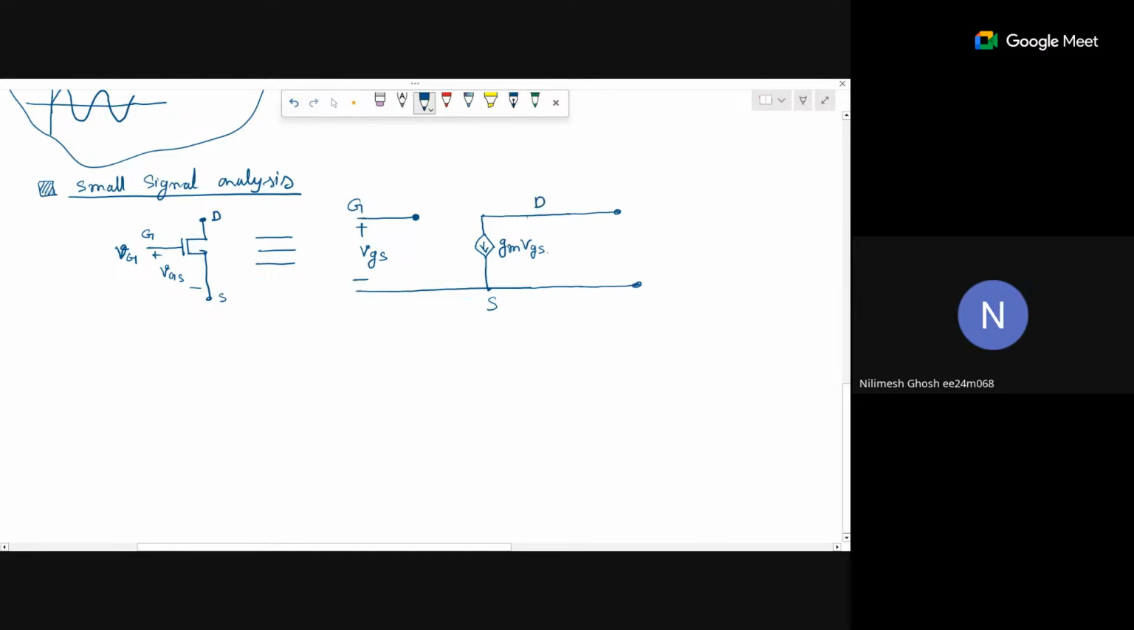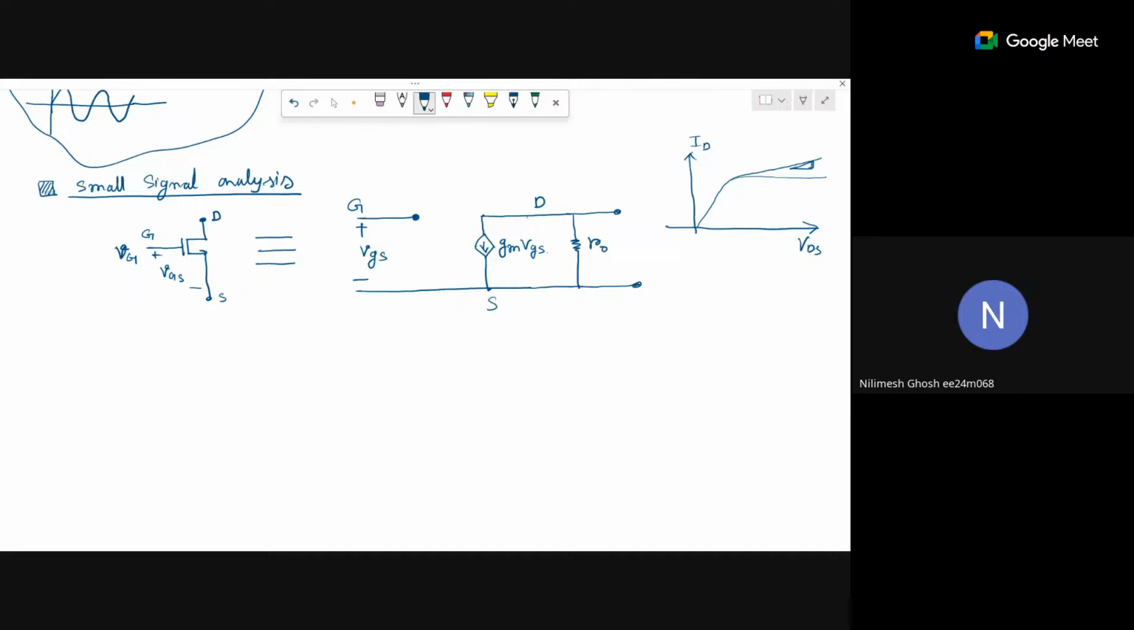Now we can model this. And we can also include one more term here. This is r0, that I discussed, the drain to source resistance. Remember, this is our VDS, this is our ID, right? Now the current varies like this. The ideal MOSFET will vary like this, but the practical MOSFET will vary like this only, right?